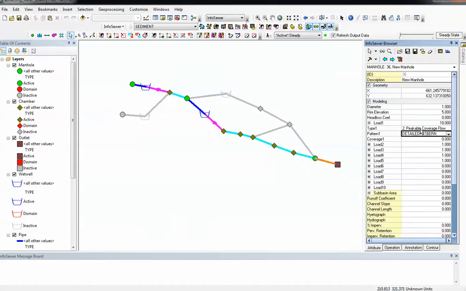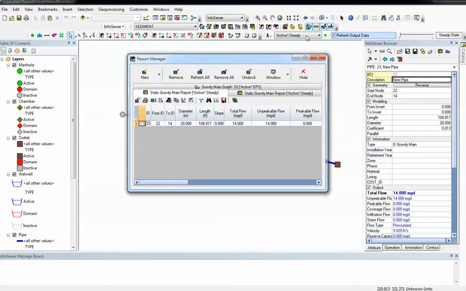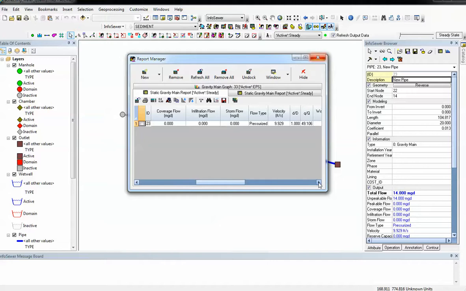When you look at the report, the report tells you what the total flow was, what the unpeakable flow was, what the peakable flow was. If you have any coverage flow, it tells you that. If you have any infiltration, it tells you that. Storm flow, whether it's pressurized or not. The velocity, the D over D, the Q over Q.